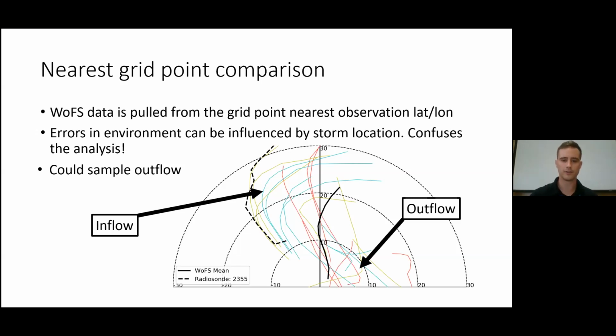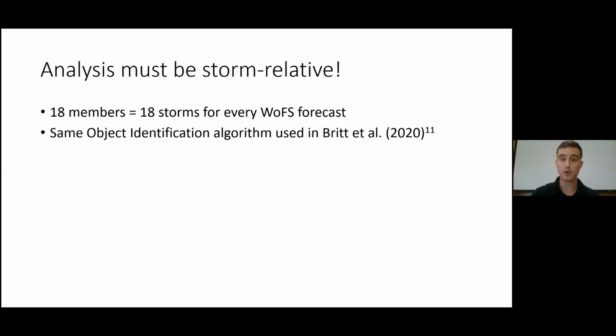And here I have a photograph that shows you that for some of these storms, I am appropriately in the inflow, and maybe comparing to this radiosonde observation, the comparison is nice and clean. However, for these other storms I'm essentially sampling the outflow, and this is not something that I want to be doing. So the implication here is that we want inflow, and I'm going to do a storm-relative analysis, which means I actually need to locate each of these individual storms in the Warn-on-Forecast system. And to give you an idea, if there are 18 members, those are 18 storms I have to find for every time I want to compare an observation.